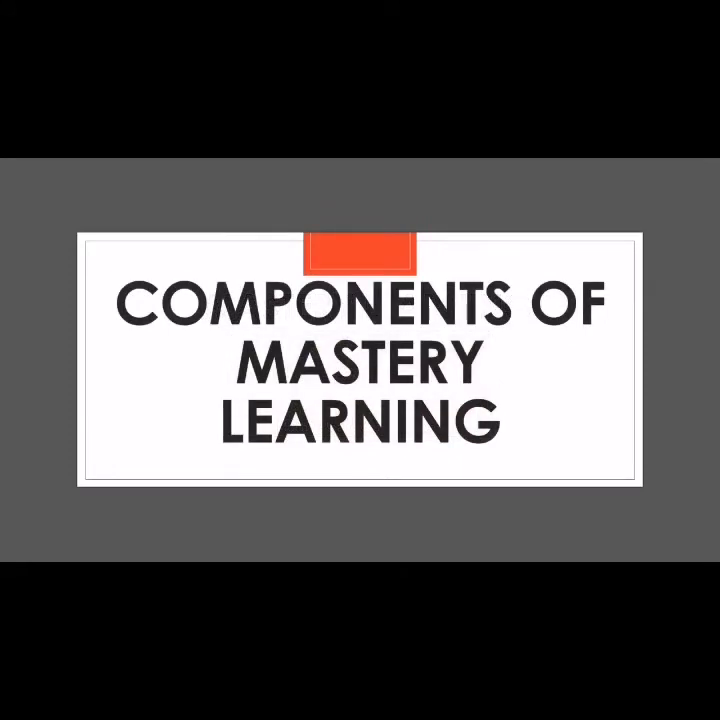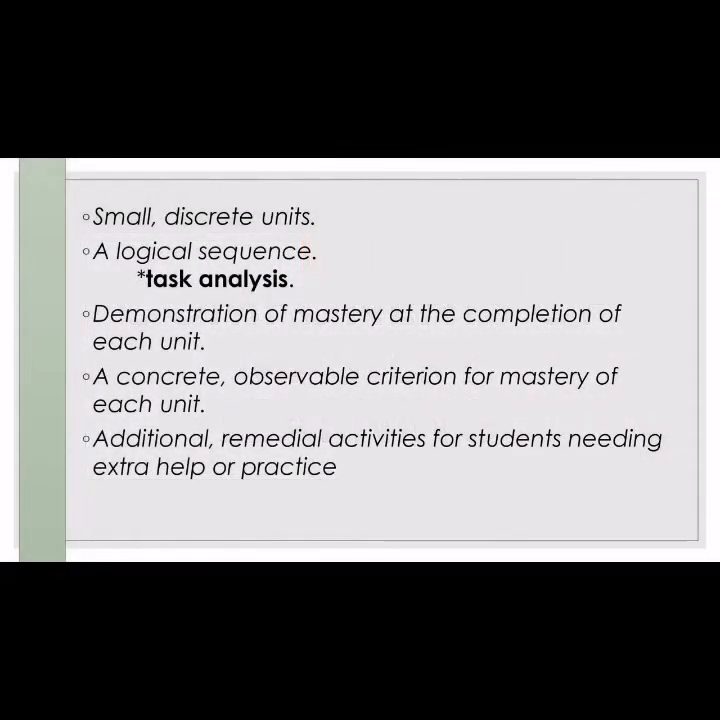Components of mastery learning. Small, discrete units. Course content is broken up into a number of separate units or lessons, with each unit covering a small amount of material. A logical sequence. Units are sequenced such that basic concepts and procedures, those that provide the foundation for later units, are learned first. The process through which the component parts of the subject matter are identified and sequenced, going from simple to more complex, is called task analysis.